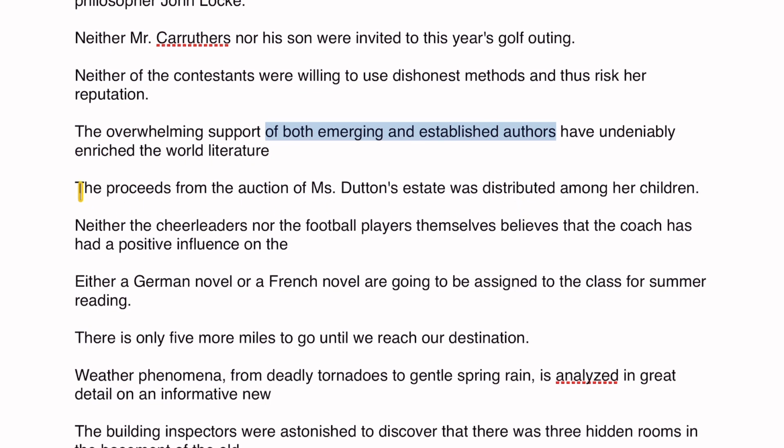اوكي؟ اللي وراه. The proceeds from the auctions of Miss Dutton's estates was distributed among her children. ايه الغلطة هنا؟ The proceeds طبعا ده ال subject، بس عشان نتأكد نشيل ال prepositional phrase. بيبدأ ب from لحد ال verb. شيل كل ده. From the auction of Miss Dutton's estate. The proceeds أظن plural. From the auctions of Miss Dutton's estates وادي الverb was. الله بس was single يا مستر. طيب غيرها لي. The proceeds from the auctions of Miss Dutton's estates were distributed among her children.